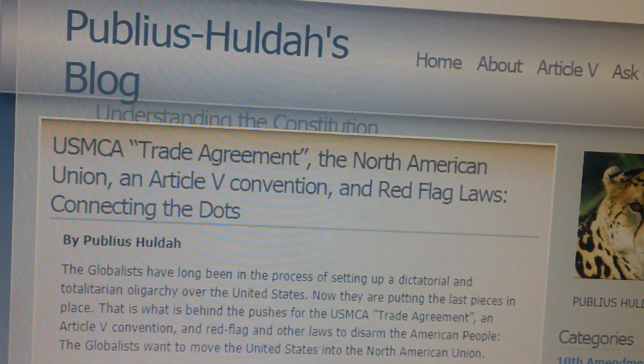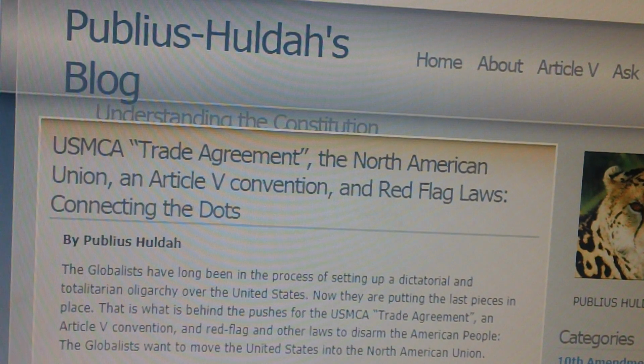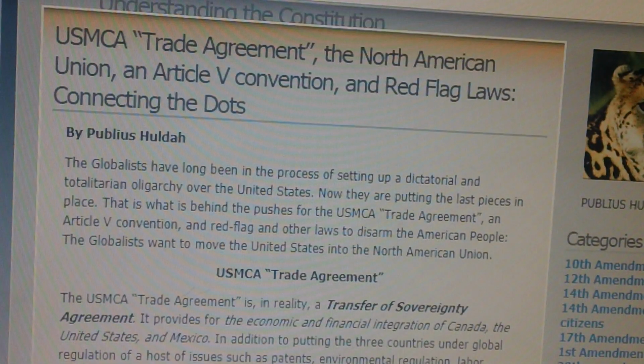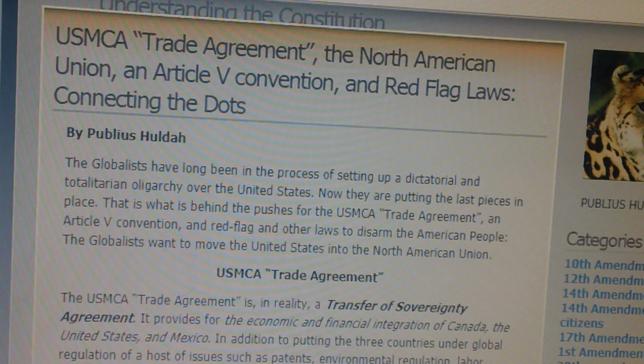This will help everybody connect all the dots of what's going on in the United States of America. The USMCA trade agreement, the North American Union, the Article 5 Convention, red flag laws, connecting the dots. Globalists have long been in the process of setting up a dictatorial and totalitarian oligarchy over the United States.